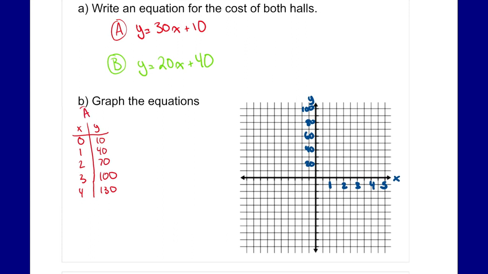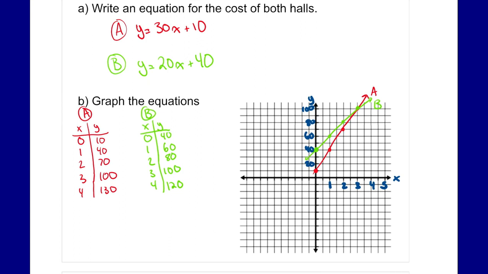For Hall B, we have X and Y, so at 0 guests it's $40, at 1 guest it's 60, 2 it's 80, 3 it's 100, and at 4 it's 120. So right from here you can probably see where they're going to cross, or where they're the same, but let's graph them anyways. So we have 0 and 10, 1 and 40, 2 and 70, 3 and 100. So that is Hall A. Hall B is 0 and 40, 1 and 60, 2 and 80, 3 and 100. So that is Hall B.